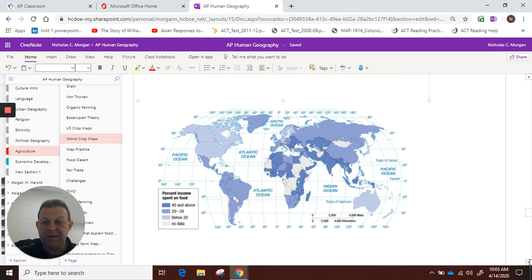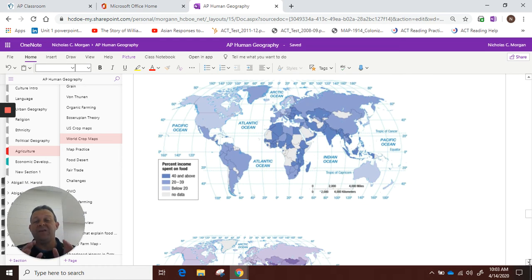Percent of income spent on food. Now, this is very good. Notice how little America spends on food. I'm not saying we don't eat much. We all know we do. I know I do. But we don't spend a lot because our commercial farms produce it at such a cheap rate. Notice places in the world that are spending 40% or more of their income on food.